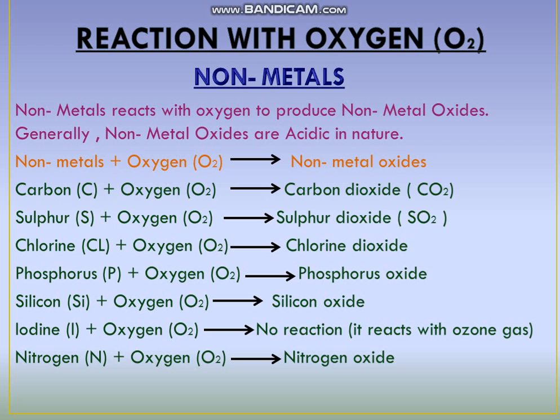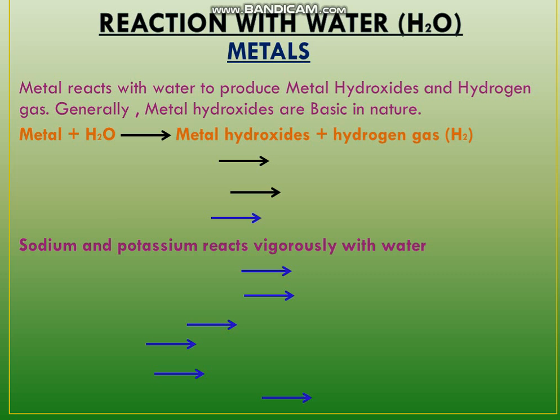Carbon plus oxygen gives us carbon dioxide. When sulfur reacts with oxygen it gives us sulfur dioxide. When chlorine reacts with oxygen it gives us chlorine dioxide. Phosphorus when reacted with oxygen gives us phosphorus oxide. Silicon when reacted with oxygen gives us silicon oxide. And when iodine reacts with oxygen, no reaction is observed. Iodine reacts with ozone gas, that is O3. Nitrogen plus oxygen gives us nitrogen oxide.